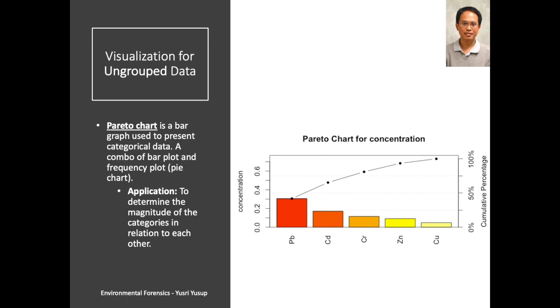This is an example of a visualization technique for ungrouped data, and this is called a Pareto chart. It's a combination of bar plot and a line plot. Now, the Pareto chart is a bar graph used to present categorical data, similar to a bar plot. It's a combination of bar plot and frequency plot.